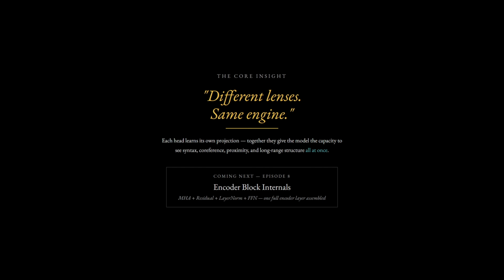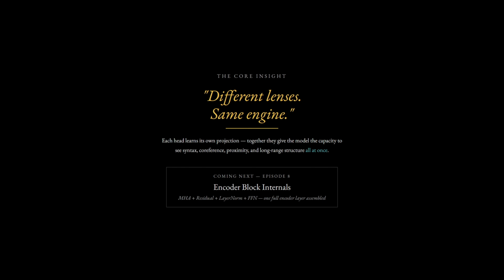The phrase on screen is the anchor for this whole episode. Different lens: the projection matrices, query matrices, key matrices, value matrices for each head. All different, all learned, all reshaping the input into a different subspace before any attention is computed. Same engine: the scaled dot-product attention computation that every head shares without modification. Together, the two phrases describe the complete design.